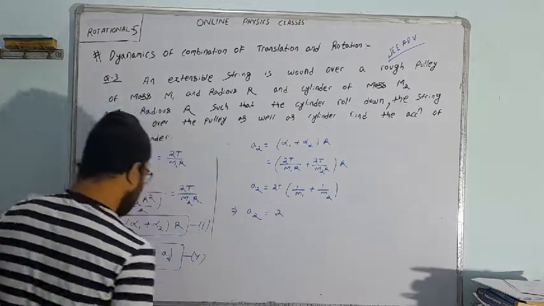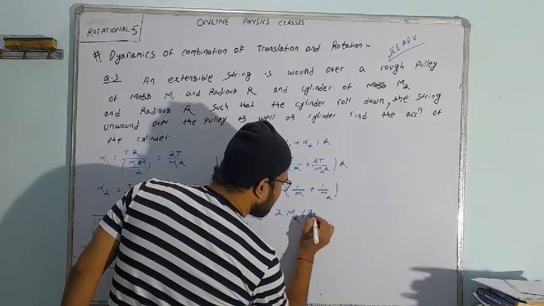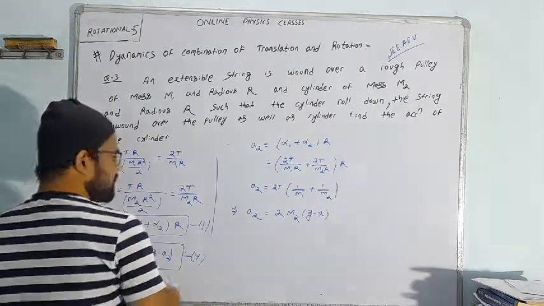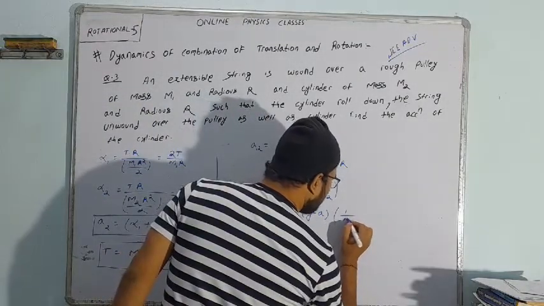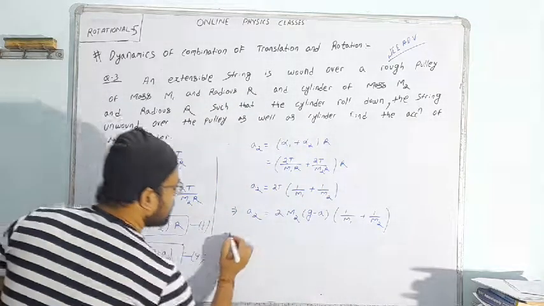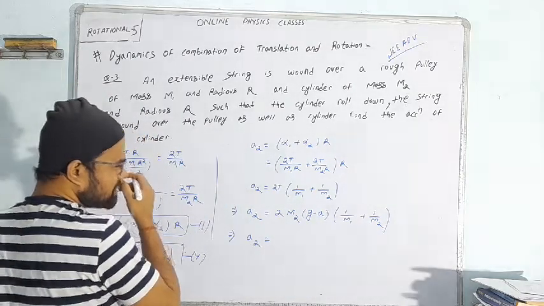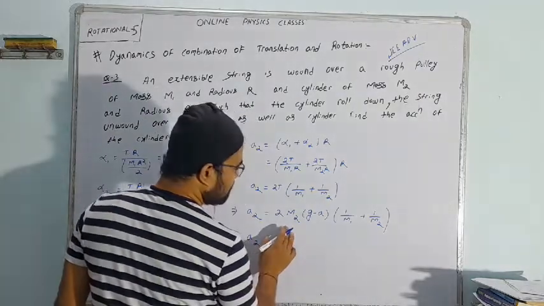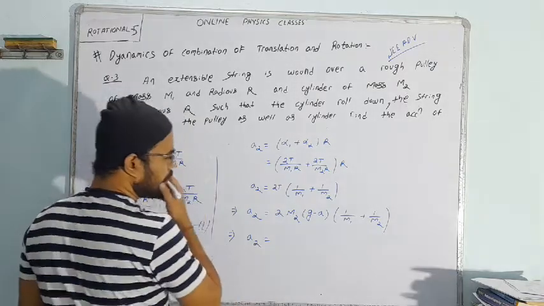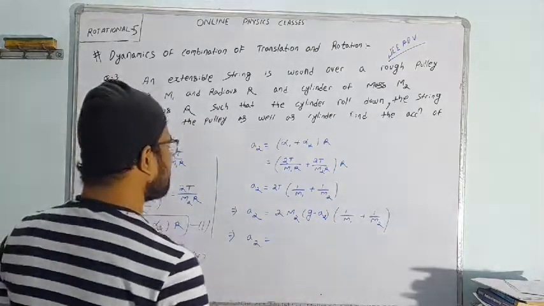In the place of t, we can write m2g minus a, m2g minus a2. Now we can solve 1 by m1 plus 1 by m2. Okay, solve this equation. How can you solve this? This is a2, right? How can you solve this equation?